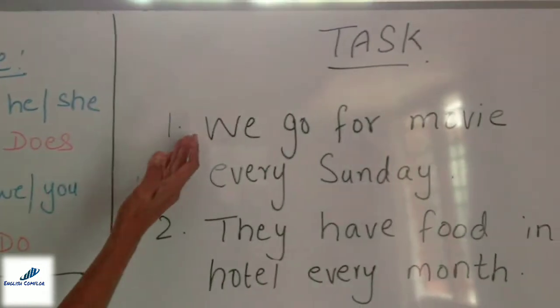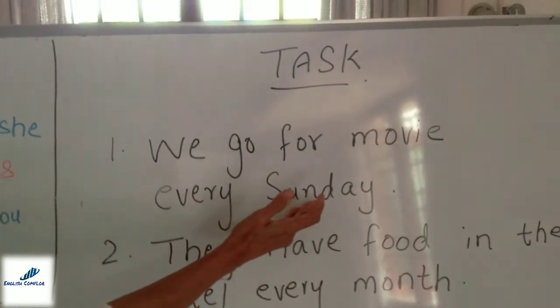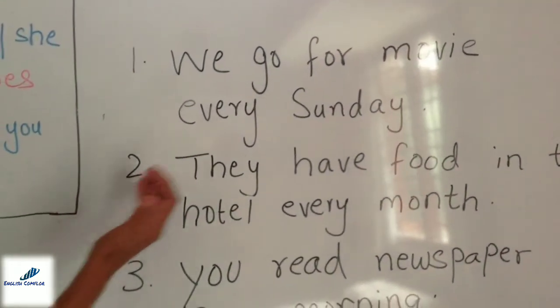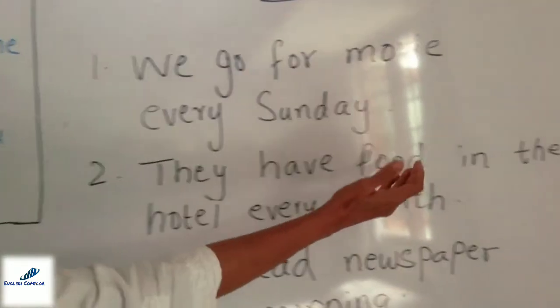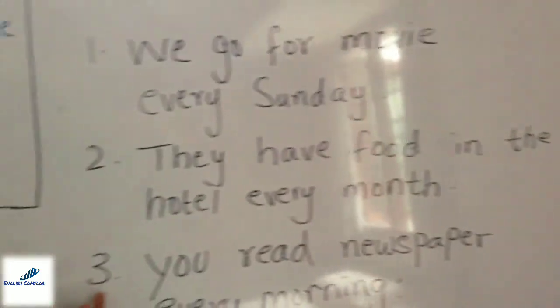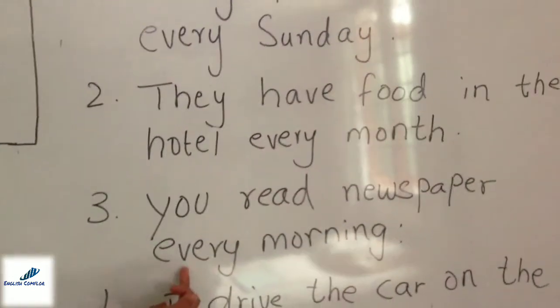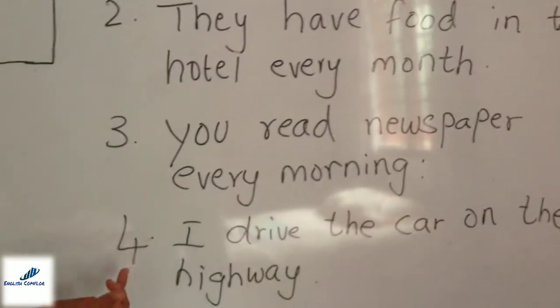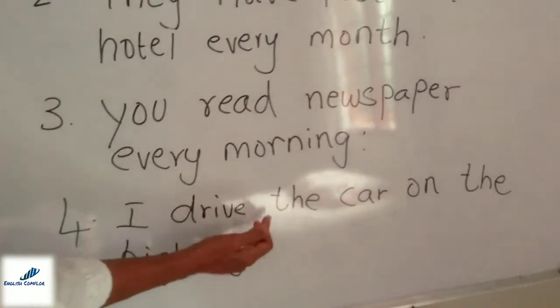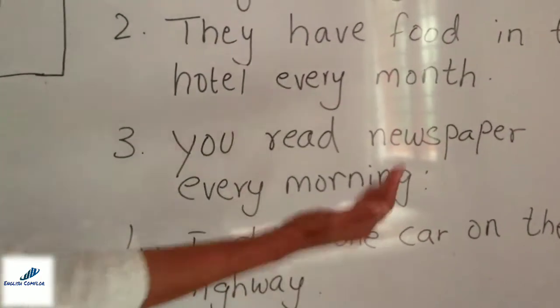So number 1, we go for movie every Sunday. Number 2, they have food in the hotel every month. Number 3, you read newspaper every morning. Number 4, I drive the car on the highway.